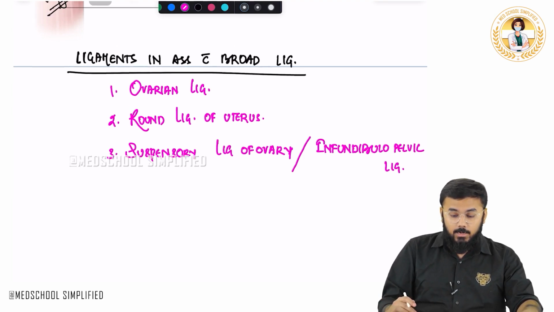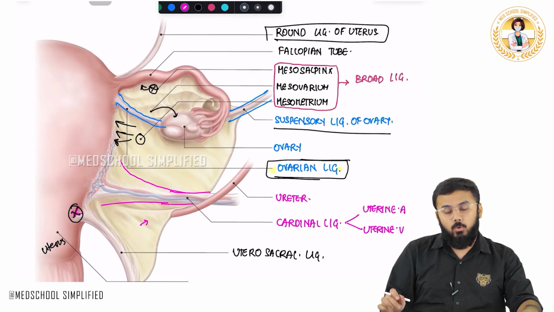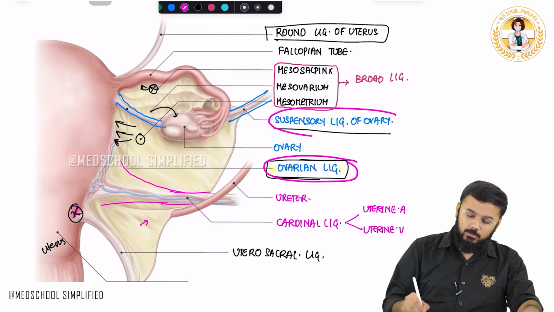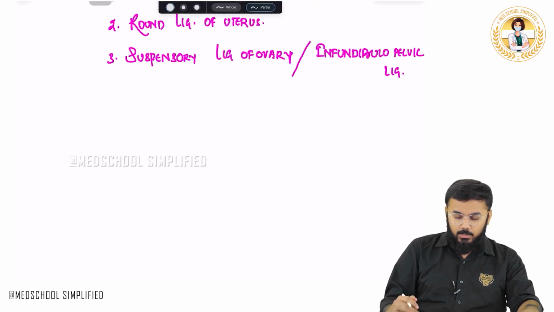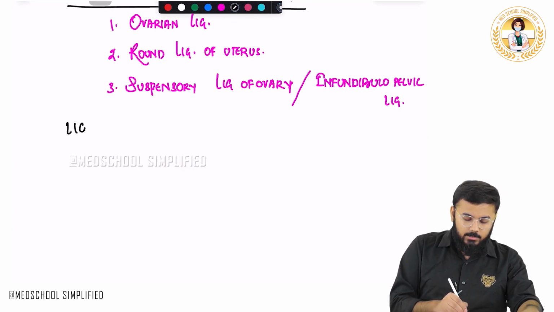Infundibulopelvic ligament. Now let us look at what are the ligaments that are in association with your ovary. So in association with the ovary, one is in the front, one is in the back. The ligament that is attached in the front is your ovarian ligament, on the back it is your suspensory ligament of ovary. So for the note, let us just write it down.